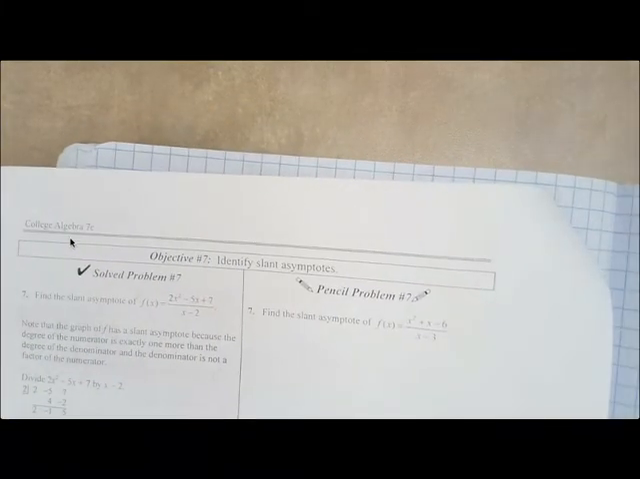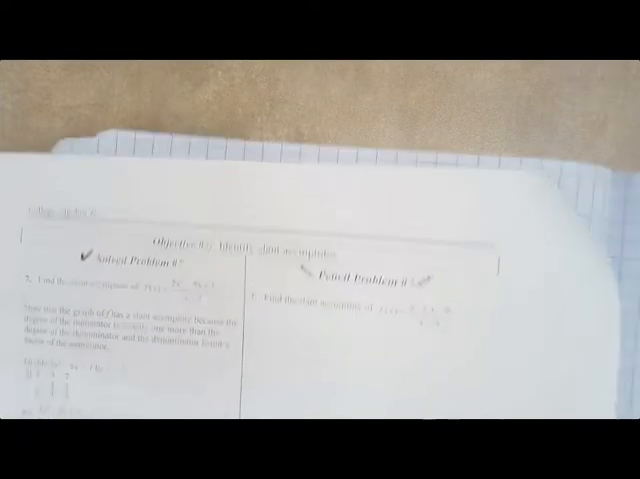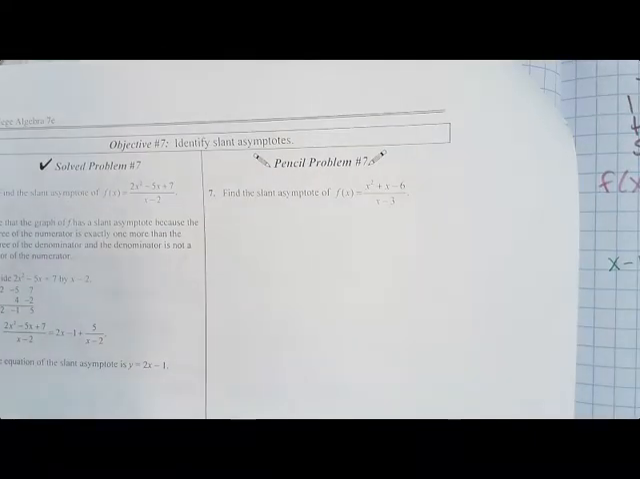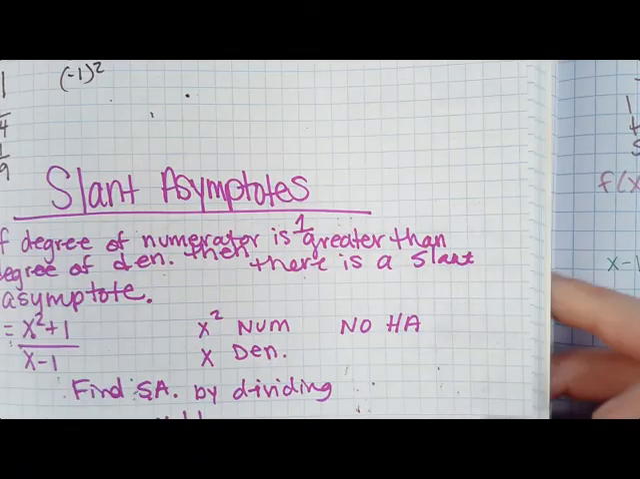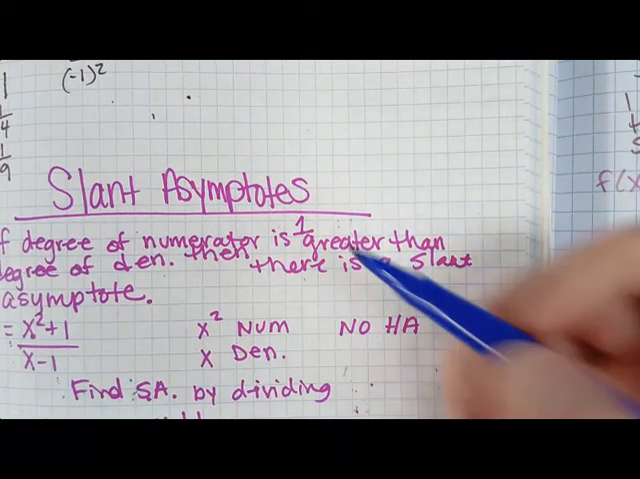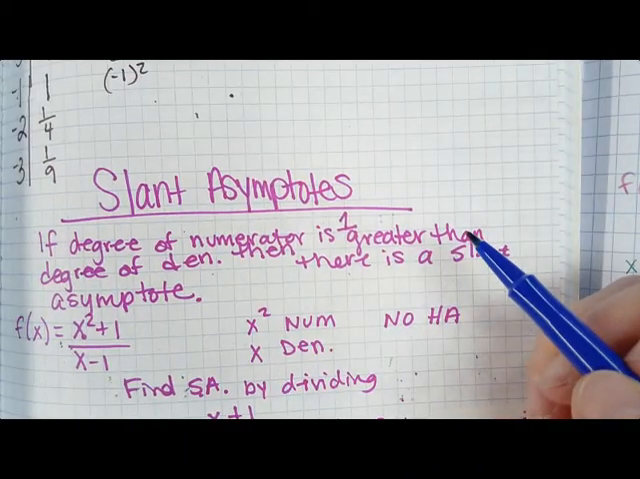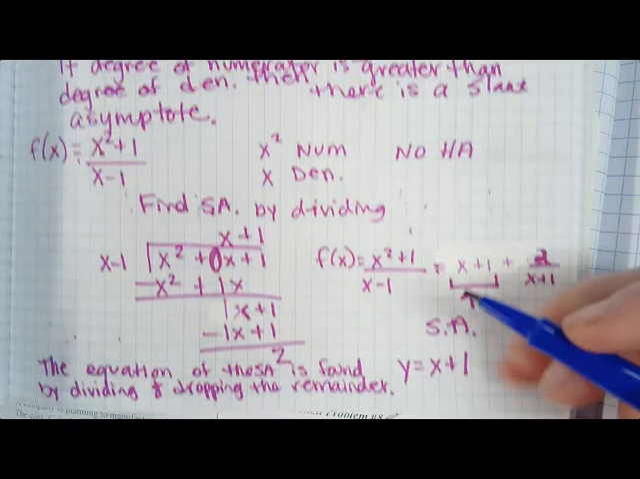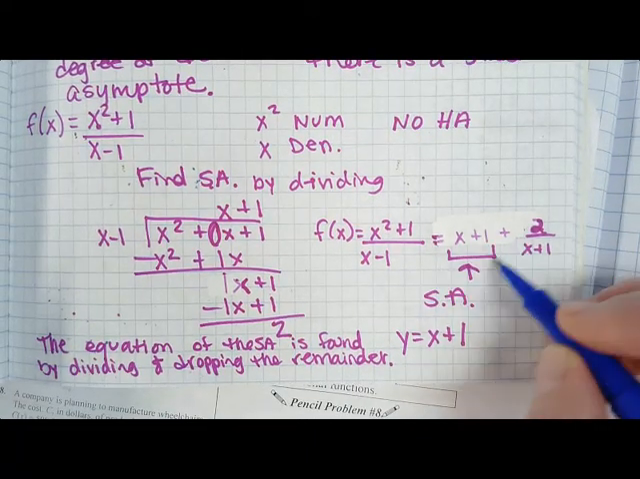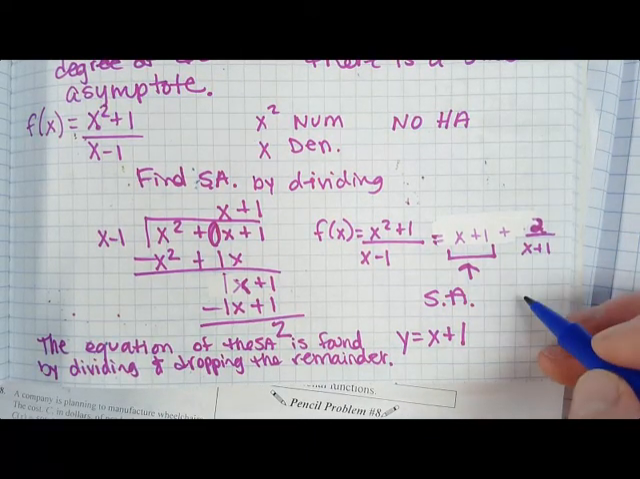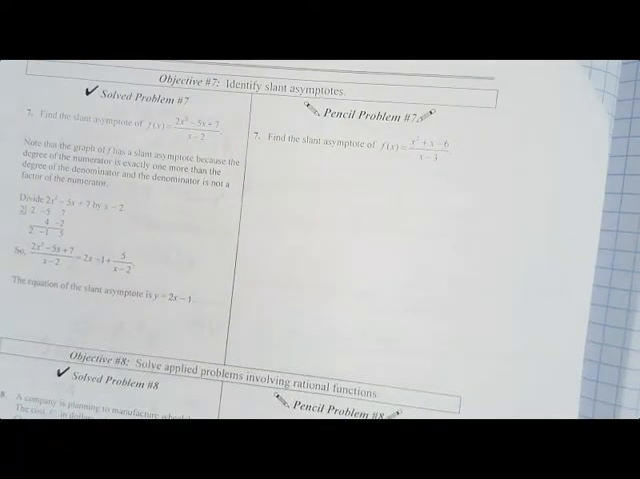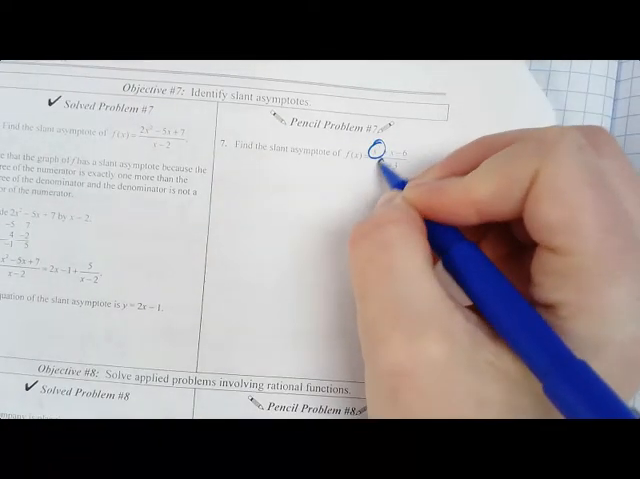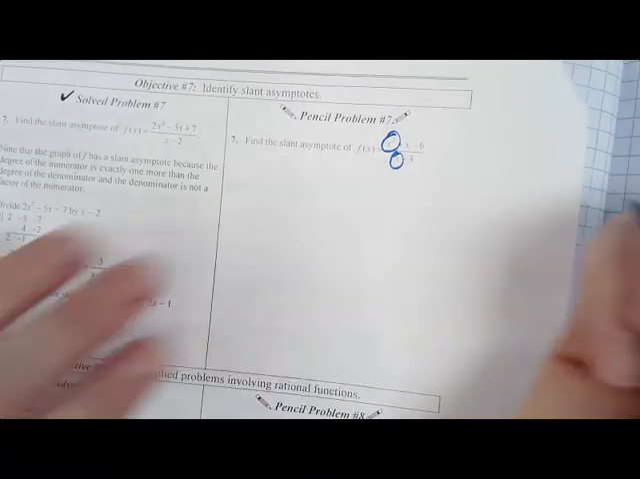Okay, number 7 is find the slant asymptote. So to find our slant asymptote, if the degree of the numerator is 1 greater than the degree of the denominator, then there's a slant asymptote and we divide them. And this would be our slant asymptote when we drop off the remainder. So this is greater than this one. So that means we have a slant asymptote. We're going to divide it.